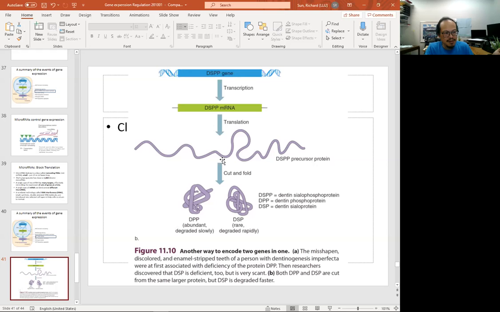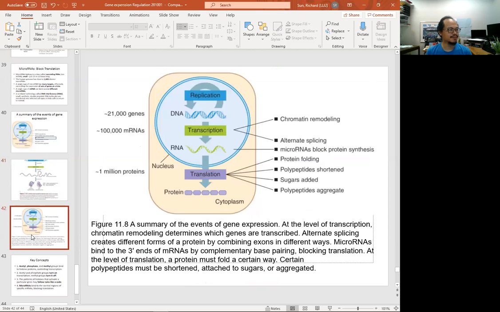Now, if we fold it in one way, and we can fold it in another way, different folding will make the function of the protein different. In this case, it will be degraded slower. This is more common. This is the functional one. Or degraded faster. This is rare, and this is no. So folding is important.